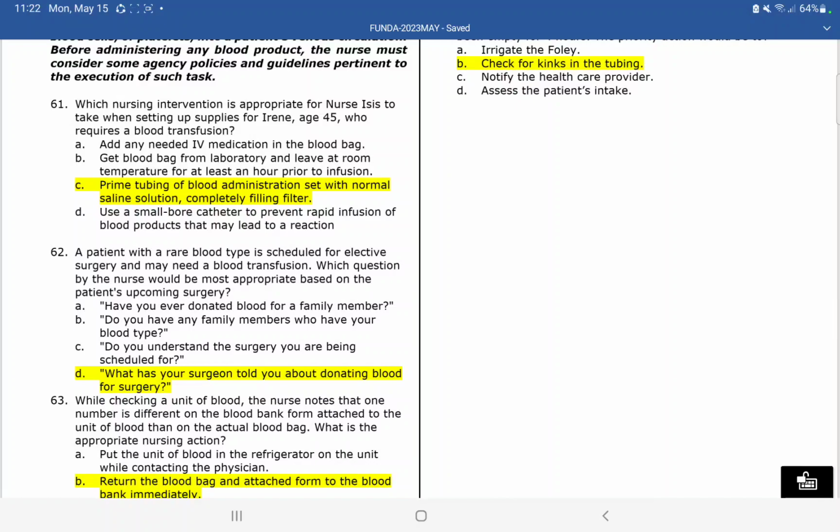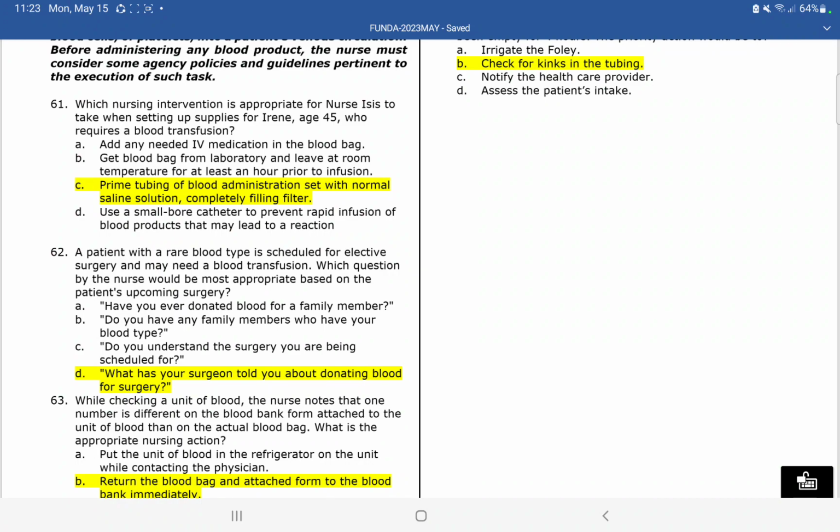Number 62, rare blood type is scheduled to elective surgery and may need blood transfusion. Which question by the nurse would be most appropriate based on the patient's upcoming surgery? What has your surgeon told you about donating blood for surgery? Kasi ang sabi niya, a patient with a rare blood type is scheduled to, okay, rare ang blood type niya. So anong sabi ng doctor about donating blood for surgery?